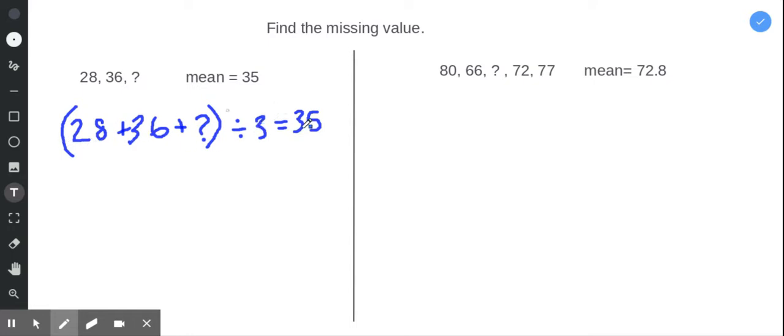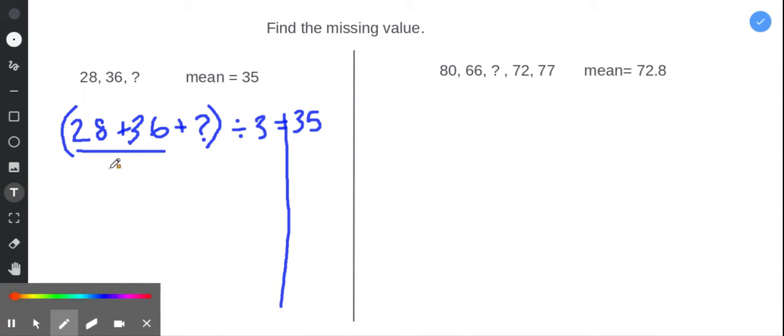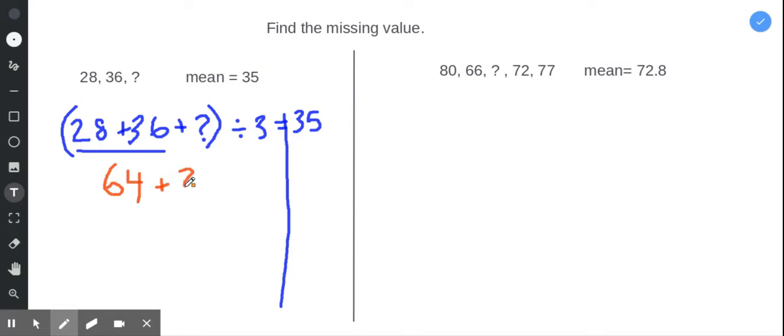All right, so this side of my equation has to equal this side. This is where you split down the middle. Right? You want to figure out what this question mark is. So there's a few things you could do. You could first add these together. So I would add what's in parentheses together, and I would get 64. So 64 plus some number, I don't know, divided by 3 equals 35.